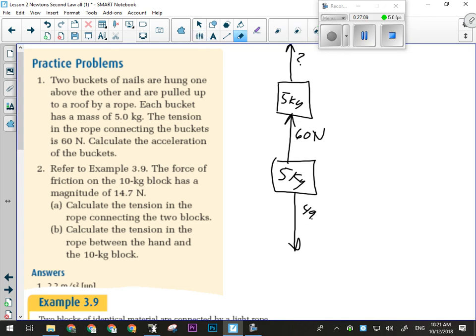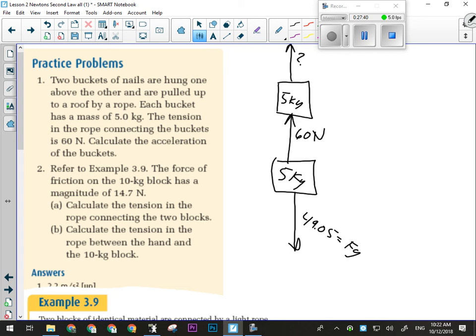5 times 9.81 will be 49.05. It's negative, yes, negative. Okay, so there's my force of gravity downwards. I've got 60 newtons up and 49.05 down. But the question asks for the buckets, plural. So is what I'm doing okay?